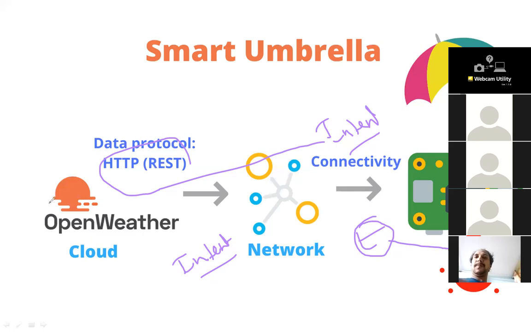So first we'll start with OpenWeather. Okay, and then we'll try to get the data into the Raspberry Pi. After getting data, we'll try to control RGB LED colors. Okay, we'll do this entire practical now.